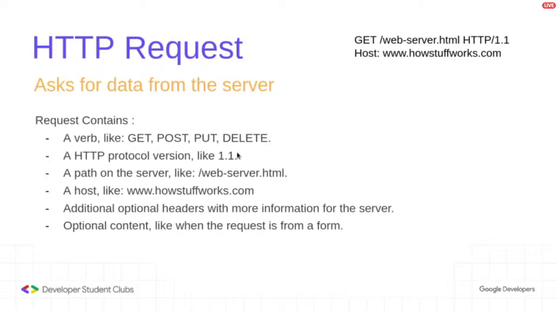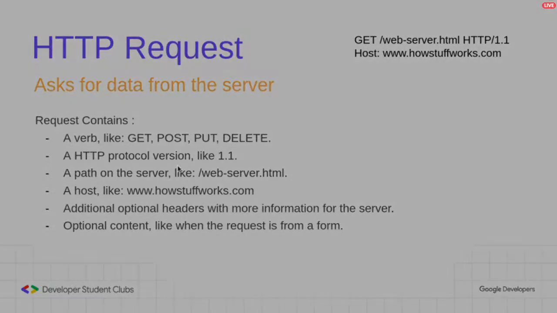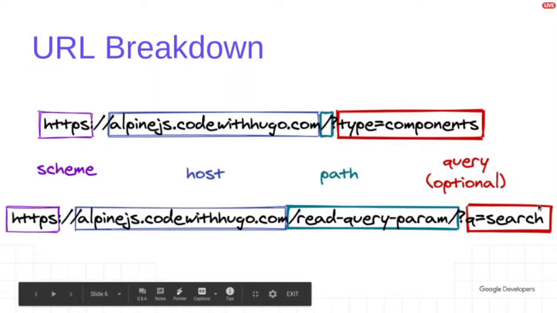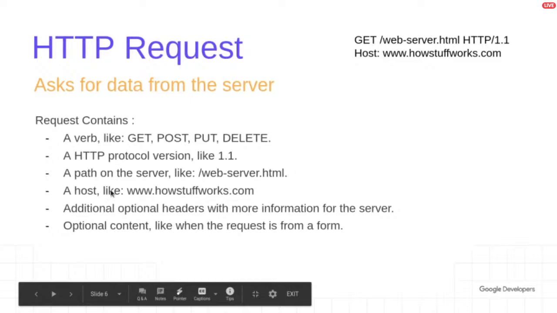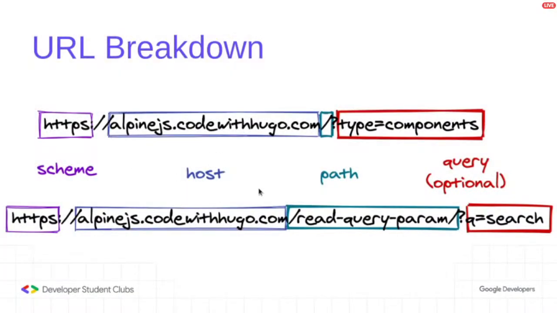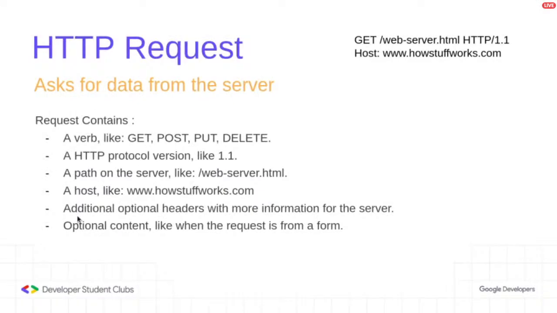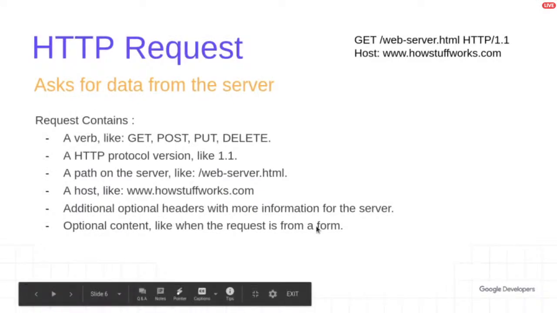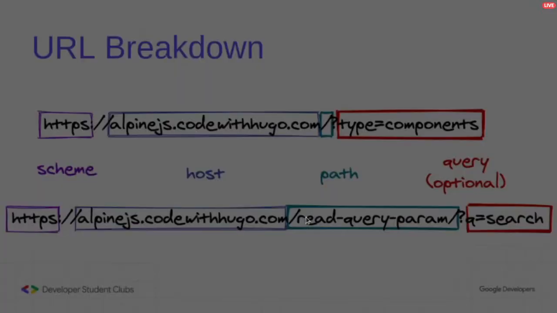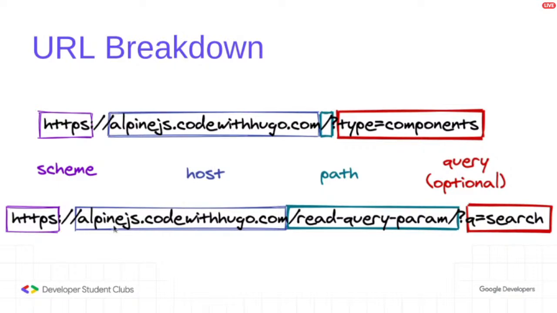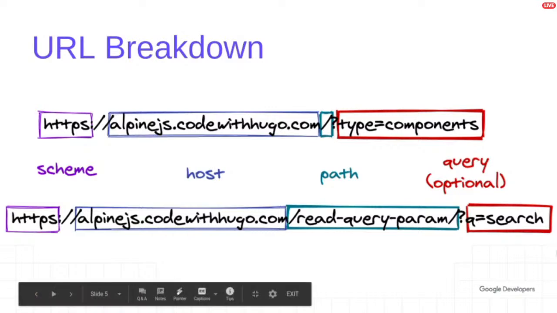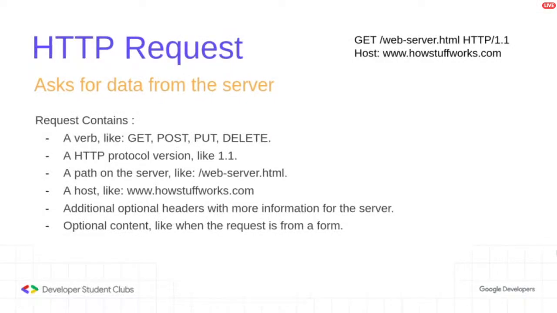All right. So the HTTP protocol version, the path on the server, like we saw over here, and the host name, obviously the host name over here. And if there's any other optional content, like say we have a form request or any other queries which we want to give to the server, that is also specified right down here. So if we want to go to alpinejs.code with hugo.com and we want to search for something, we'll have that parameter down here. All right. So I hope everyone's understood what an HTTP request consists of and how it is sent.